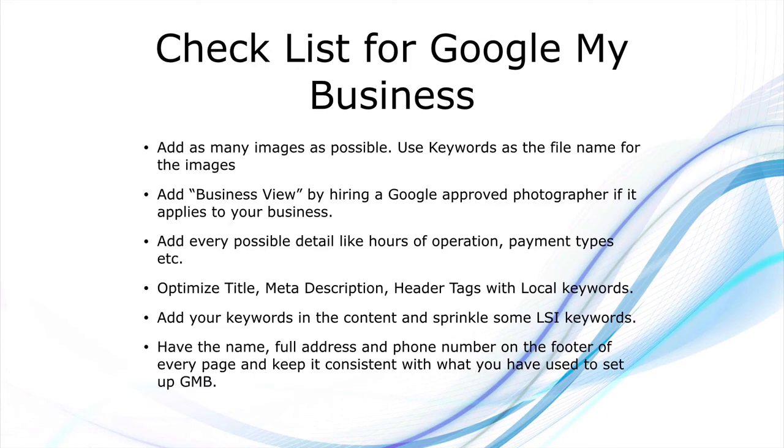Optimize your title, your meta description, your header tags with local keywords. Don't try to aim for the bigger ones and expect to rank in your 3-pack maps listing. That is very rare to happen unless you have a lot of authority. So a good way to go about this is to ensure that your title, meta description, your header tags, and your content is nicely filled with local keywords. But don't go overboard. Don't stuff it with keywords. Try to spread it out evenly.